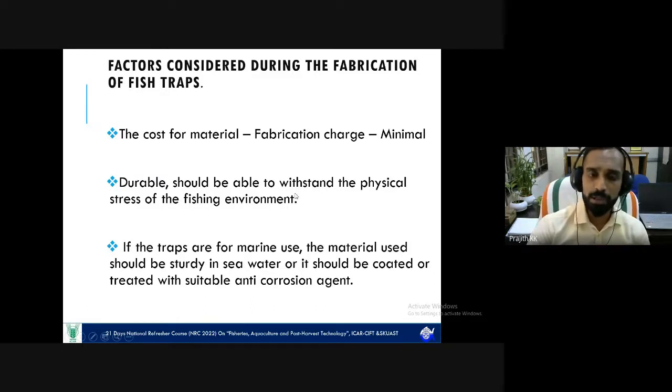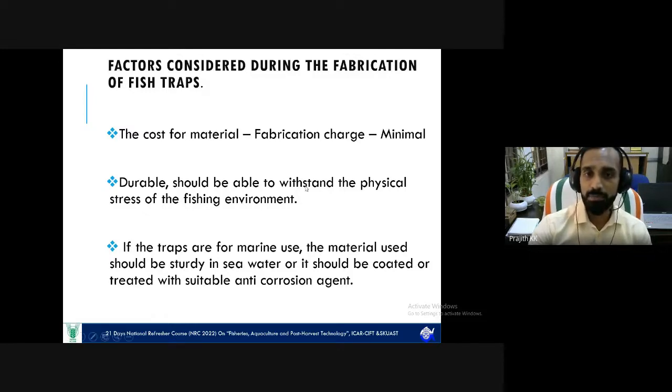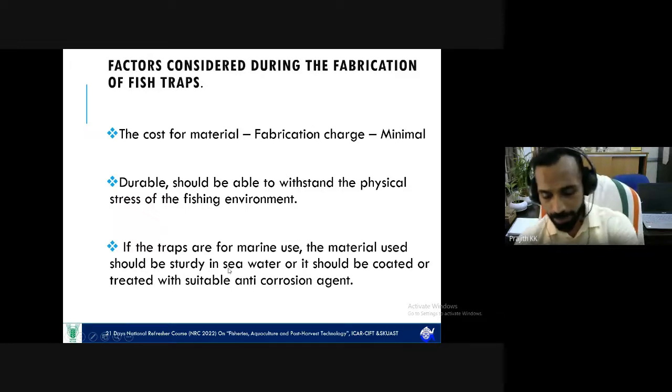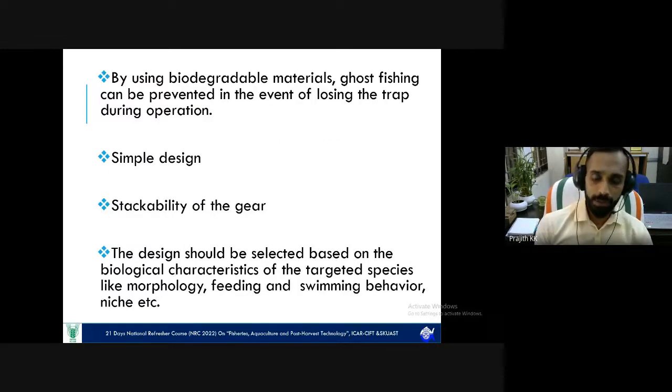For durability, it should withstand the physical stress of the fishing environment. Just like in a marine environment, we can't use some iron kind of thing, as that will lead to rusting. If the traps are for marine use, as I have said, they should be coated or treated with suitable anti-corrosion agents. Then use of biodegradable material can also prevent ghost fishing. We will discuss ghost fishing in detail in the last session.